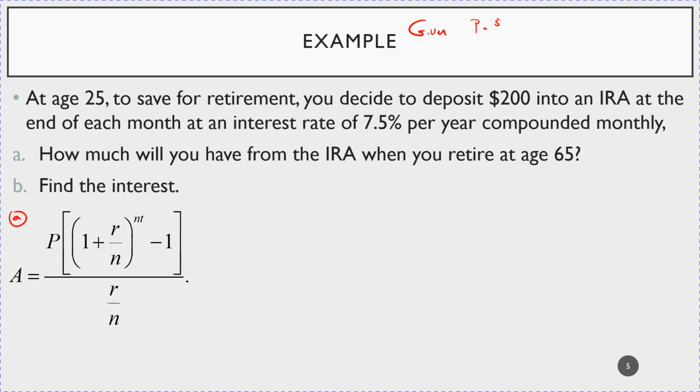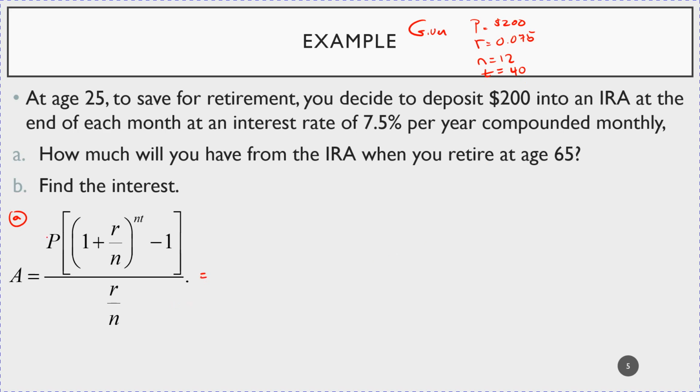You're doing $200 a month times the rate. You're getting 7.5%, so that's, as a decimal, 0.075, compounded monthly, so that's 12 times a year. And then you have to figure out the number of years you're going to do this for. Okay? Well, if you're going to start at 25 and go to 65, that's 40 years. You're doing this for 40 years.